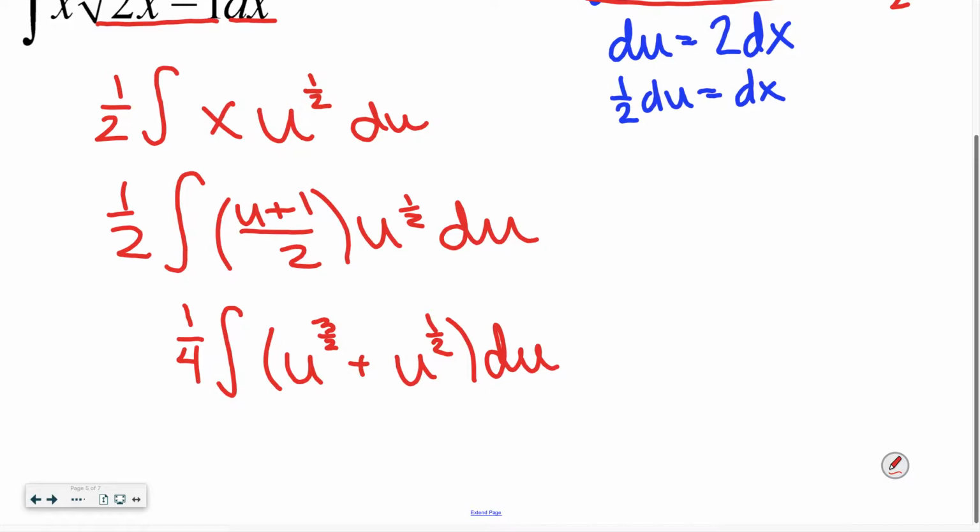You have to take this and multiply it out so you have your individual terms. So it is an extra step, but once you have that extra step completed, you have some nice antiderivatives.